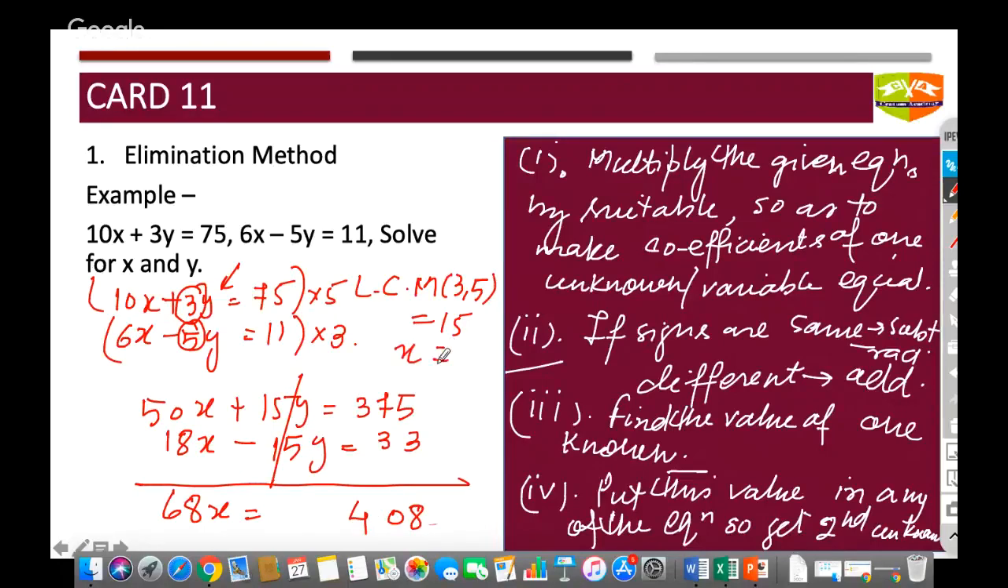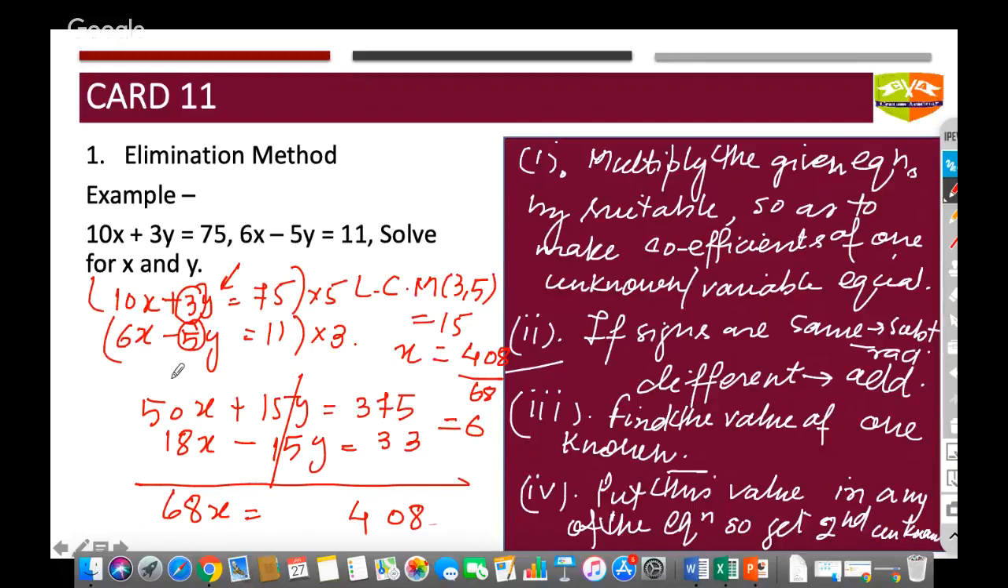X comes out to be 408 divided by 68. How much will it be? So 50x plus 18x is 68x, and 375 plus 33 is 408. So x will come out to be 68 into 6 is 408. So this will come out to be 6.